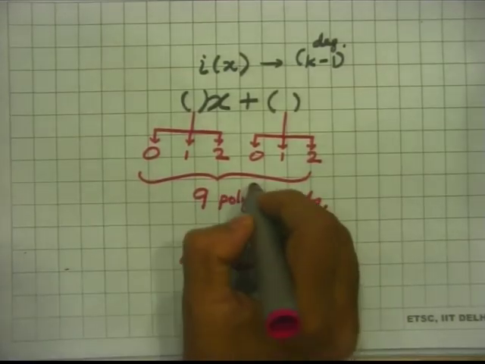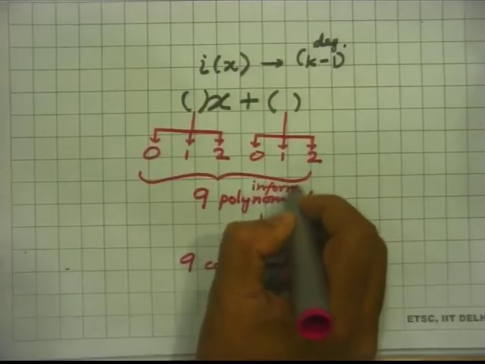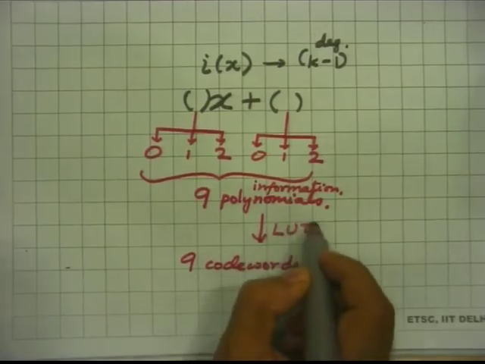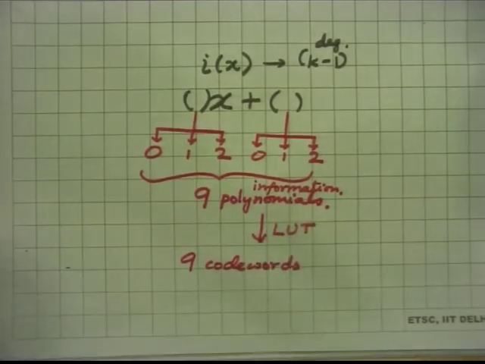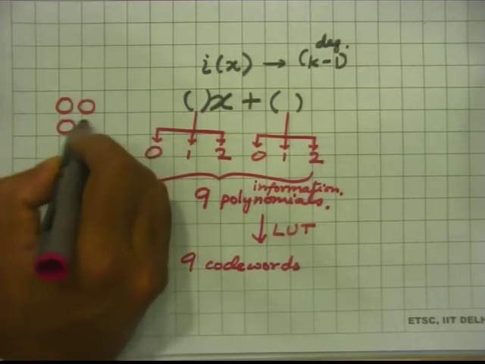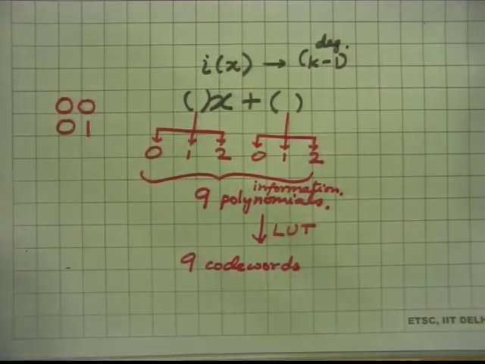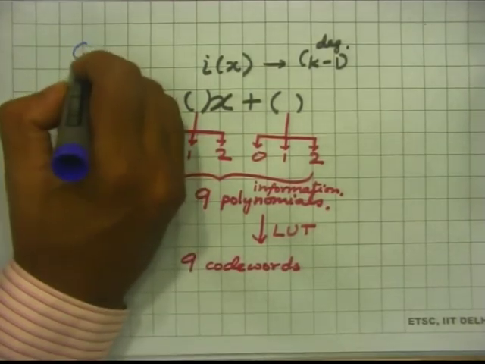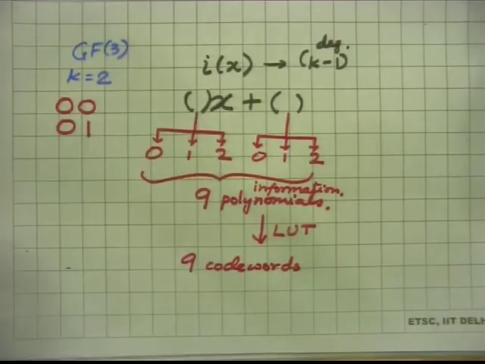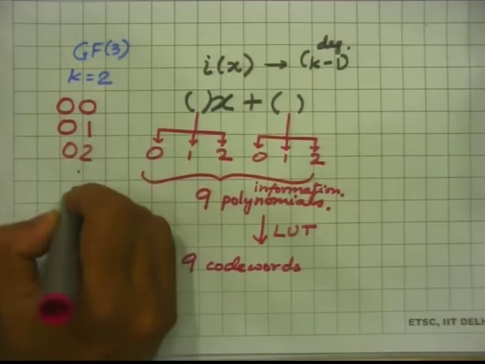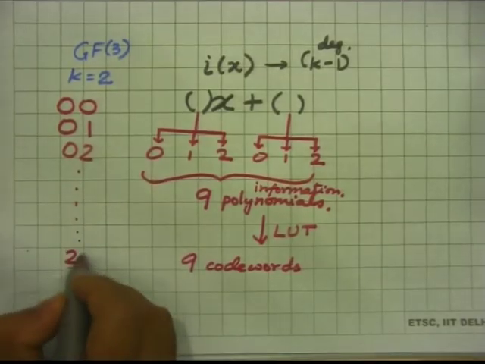These are clearly information polynomials, and this is the lookup table. If you go back, you have everything starting from 0, 0, 0, 1. Please remember, we have k equal to 2, and we are working at GF3. So we have 0 0, 0 1, 0 2, and we can go right up to 2 1 and 2 2.